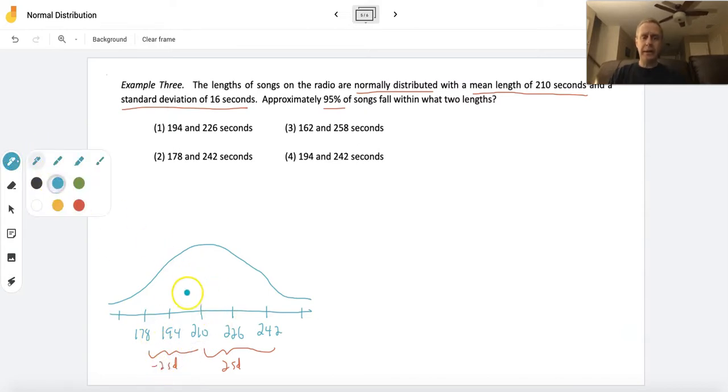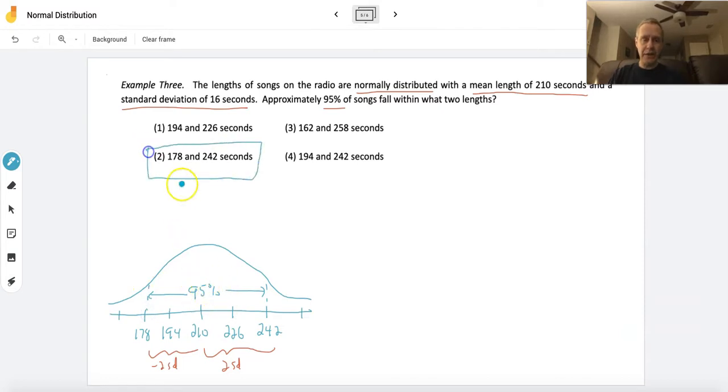And on this interval, when we go from 2 standard deviations below the mean to 2 standard deviations above the mean, we will always find 95% of our data. And so between a song length of 178 seconds up to a song length of 242 seconds is where we will approximately find 95% of the songs in this particular problem.